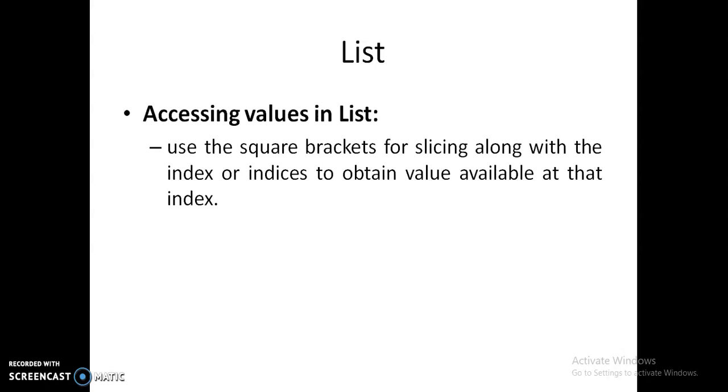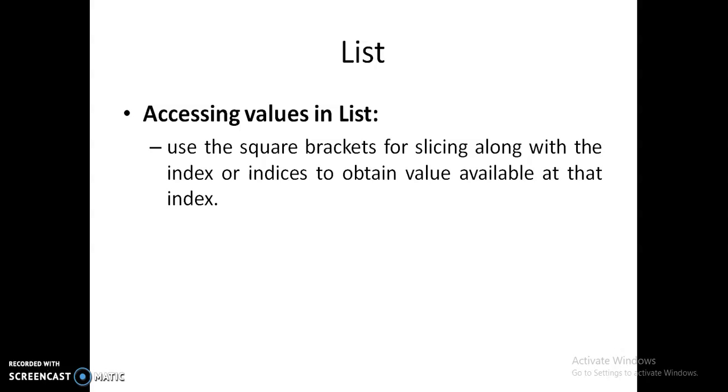Next, accessing the values in the list. So there are two types of creation of a list. One is creating a list with the help of required data. And second is we can create an empty list and within the program we can add the elements. So now we'll see how to access the elements. Say if the list is already created and some elements are specified in the list. Now we want to access the list.